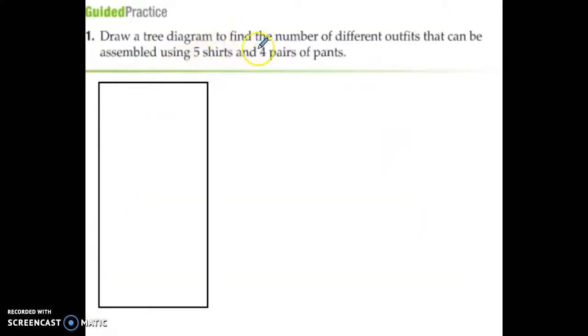All right, I'm going to draw a tree diagram to find the number of different outfits that can be assembled using 5 shirts and 4 pants. So if it tells you to do a tree diagram, you have to do it. All right. You might know the final answer, how many outcomes there are, but you have to draw it if it asks for one. All right, so I have 5 shirts. So I'm going to have 5 branches going to my shirts.